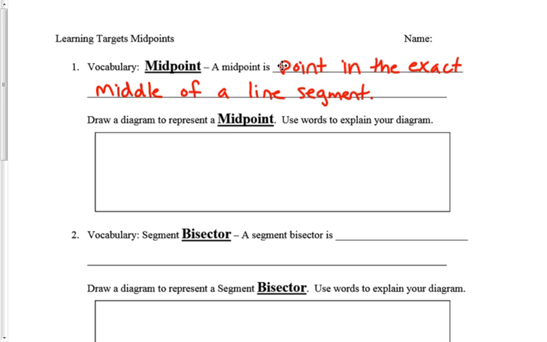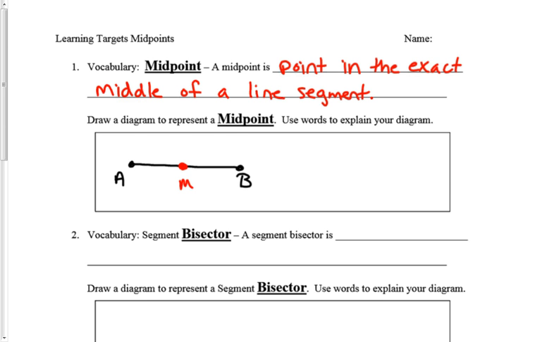Now typically in geometry, we're going to draw diagrams to represent our vocabulary. So the first thing we need to have a midpoint is we must start with a line segment. So we're going to draw ourselves a line segment. We have two endpoints. One is A and one is B. So we're going to go ahead and label those. The midpoint, we're going to label that with the letter M. We're going to put it in the exact middle of the segment.